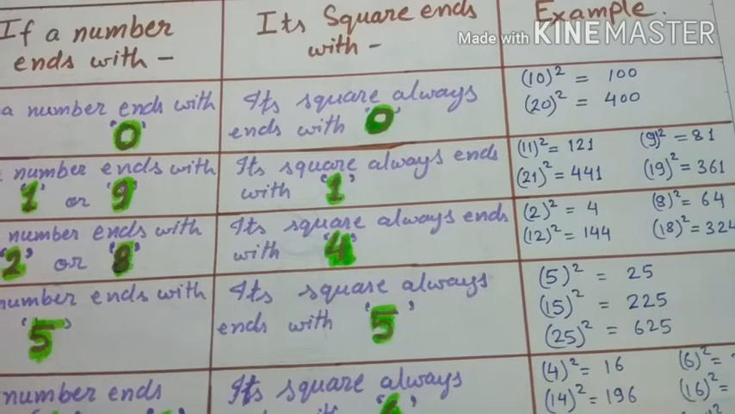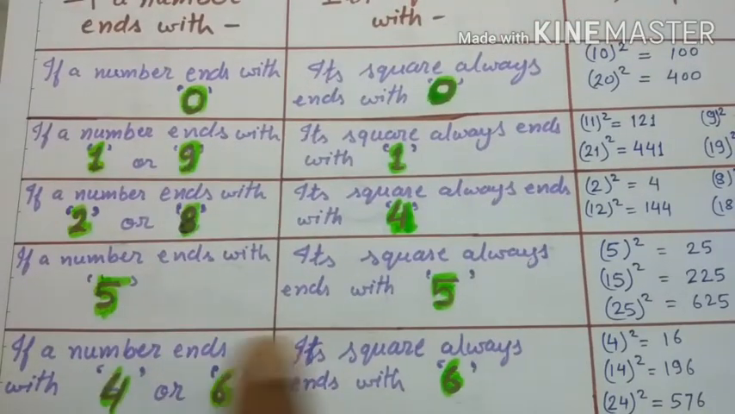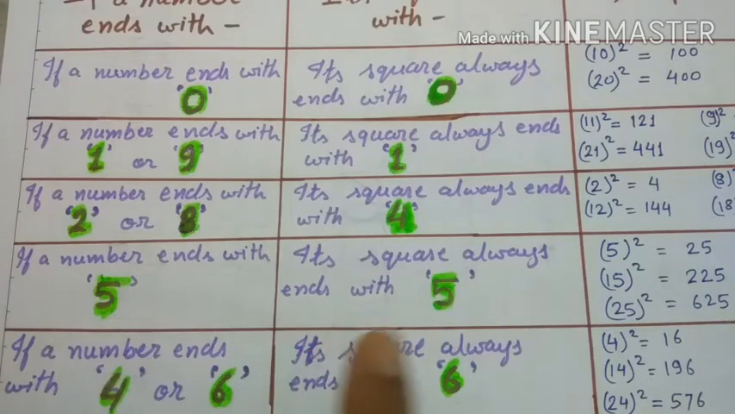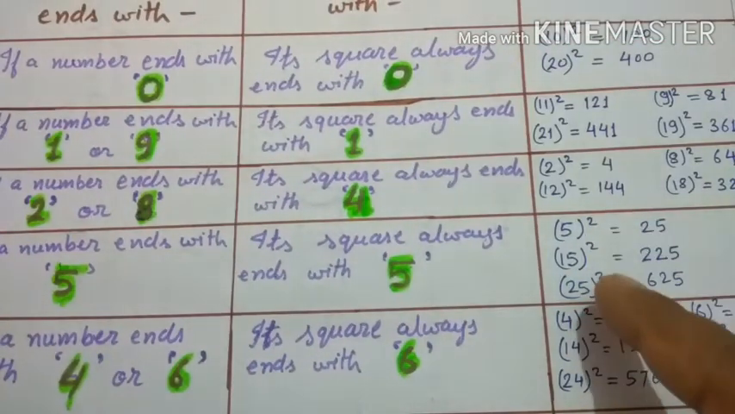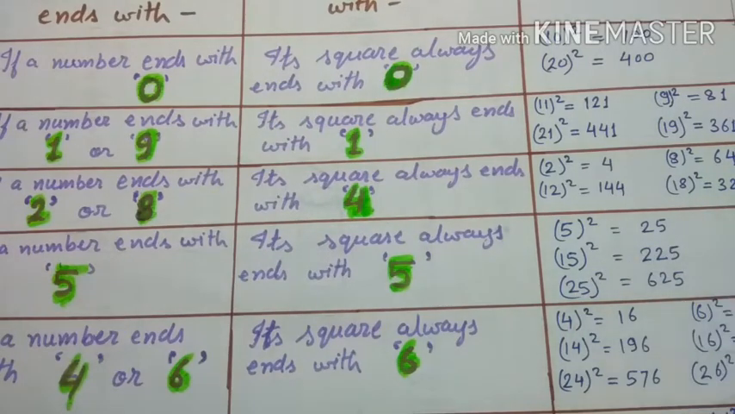Next one, if a number ends with 5, then its square always ends with 5. You can take any example, like the square of 5 is 25, the square of 15 is 225, the square of 25 is 625, and so on.